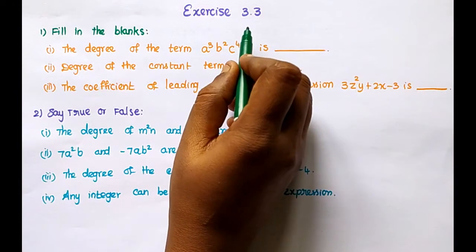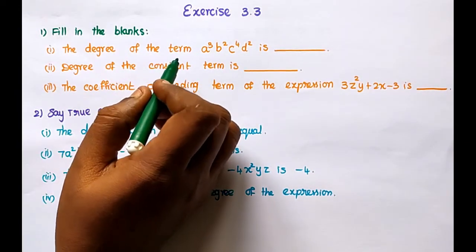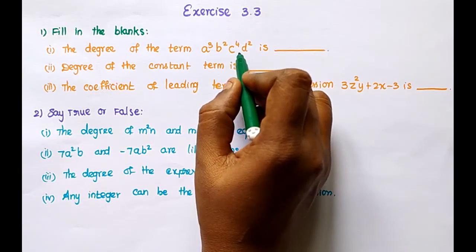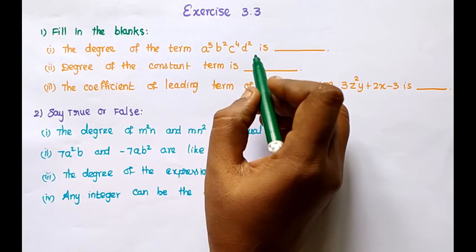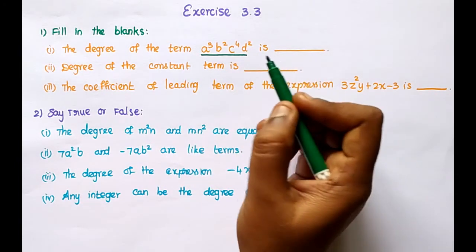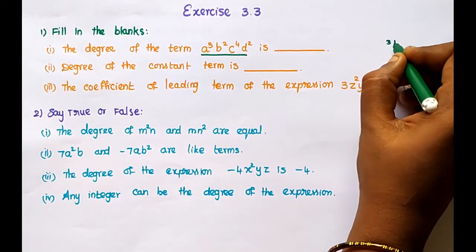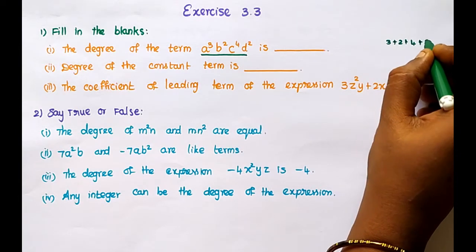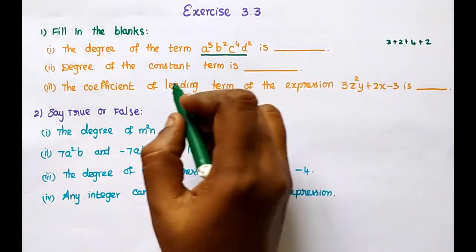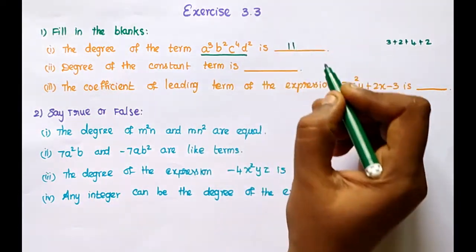In exercise 3.3, first question, fill in the blanks. The degree of the term a cube b squared c power 4 d squared is dash. Listen, this is one term. So, add the powers: 3 plus 2 plus 4 plus 2, 5 plus 4, 9, 9 plus 2, 11. So, the degree of the term is 11.